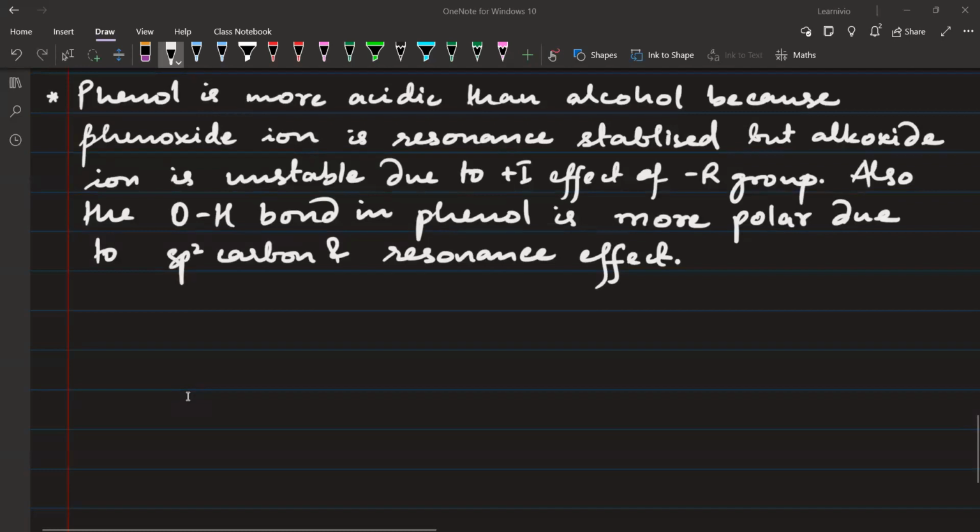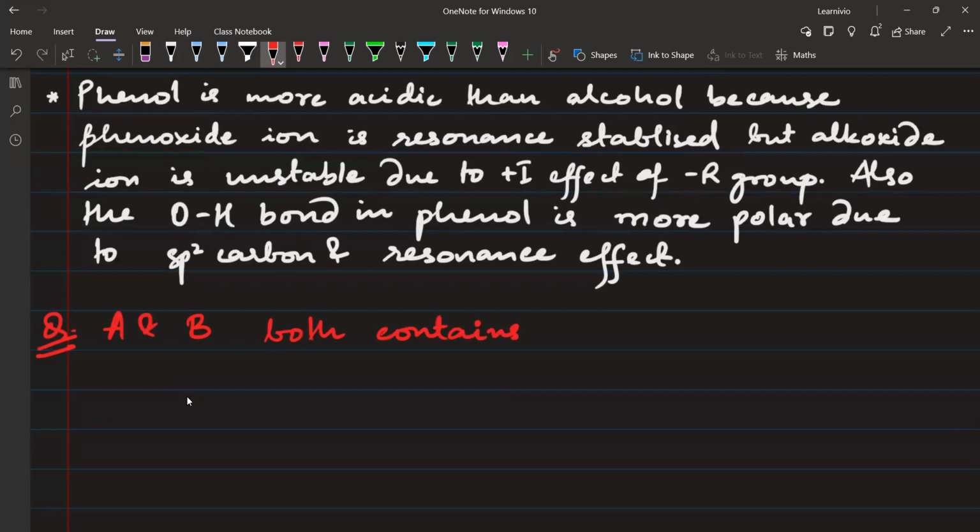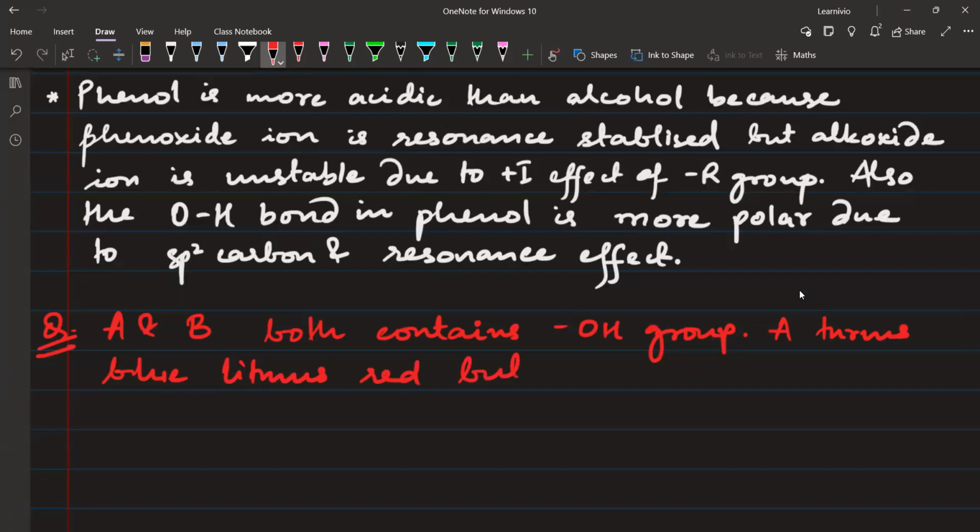चलिए ध्यान दीजिए जरा. एक सवाल आएगा आपके पास इस तरह से. This is basically how to distinguish between alcohol and phenol. So the question will come something like this: A and B both contain OH group. ठीक है. And they're saying A turns blue litmus red, but B doesn't. ठीक है. और ऐसे लिखा रहेगा identify A and B.